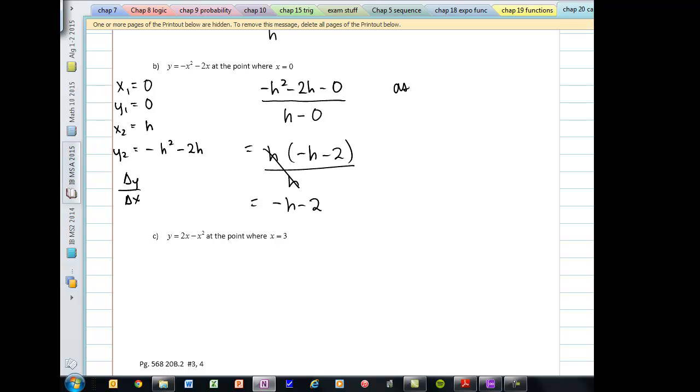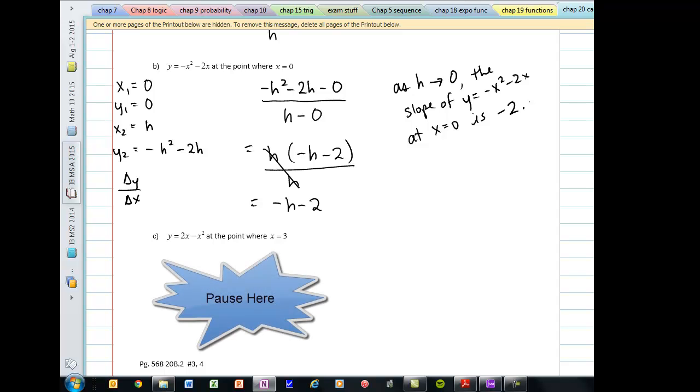Alright, so as h approaches 0, the slope of y equals negative x squared minus 2x at x equals 0 is negative 2. So on this curve, when x equals 0, the slope of the curve at x equals 0 is equal to negative 2. Alright, go ahead and pause the video here and try the last one on your own. When you're done, restart the video and you can see the answer.